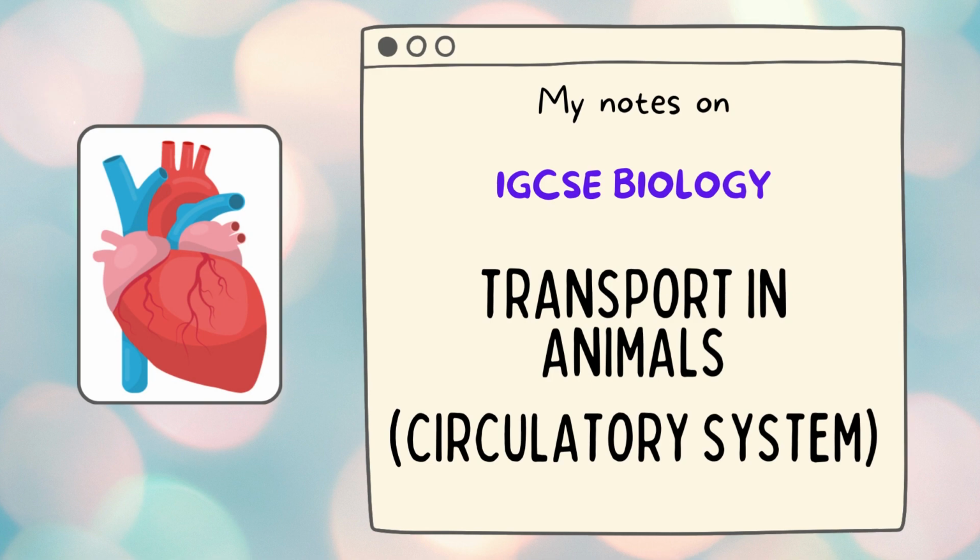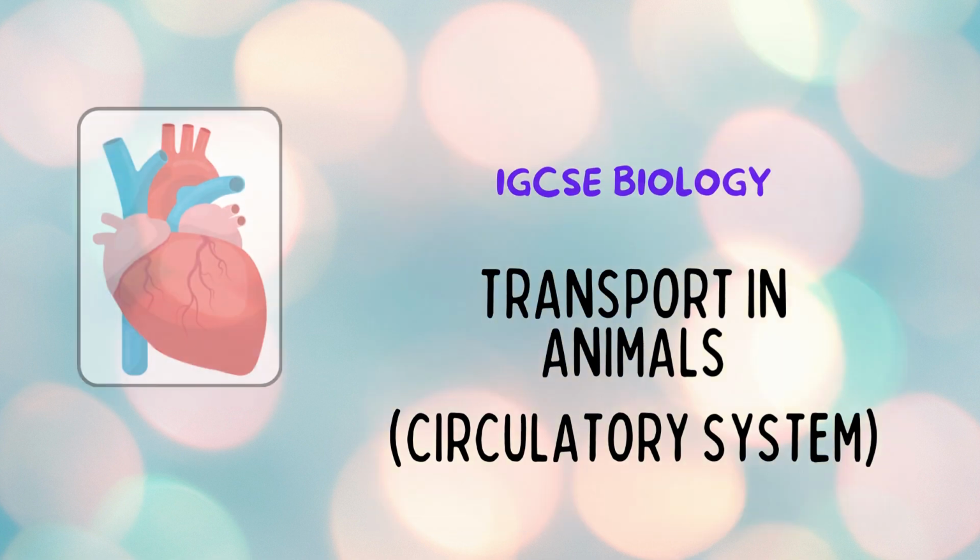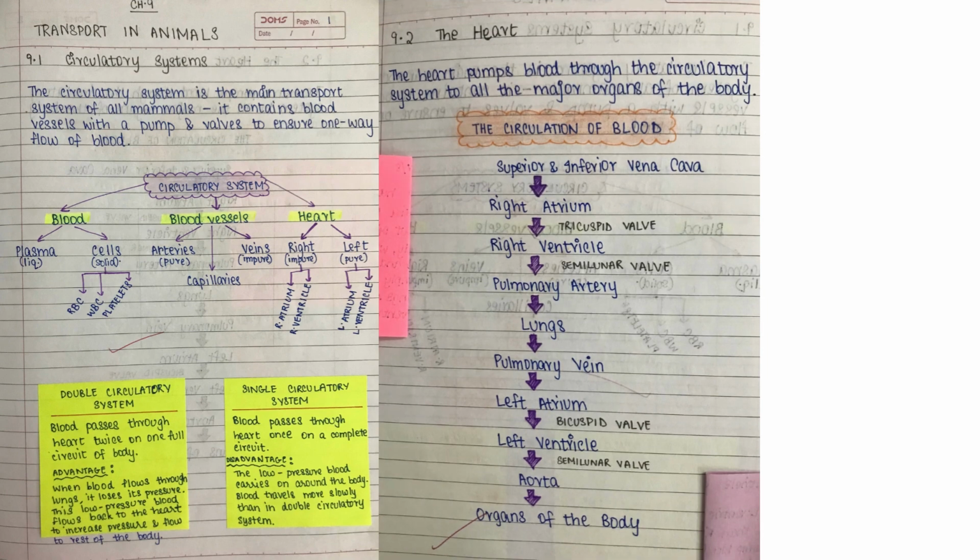Today we'll be learning about transport in animals, which is the circulatory system. So the circulatory system is the main transport system of all mammals. It contains the blood vessels with a pump and valves to ensure one-way flow of blood. So we can say that the circulatory system is divided into three parts: the blood, the blood vessels, and the heart.